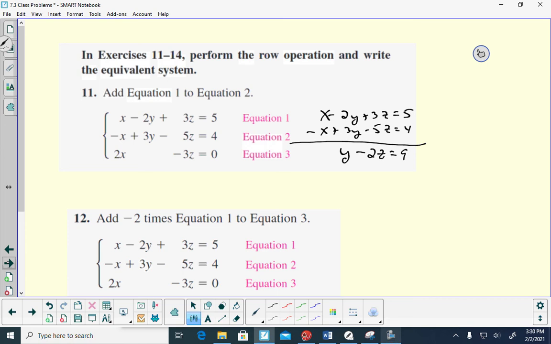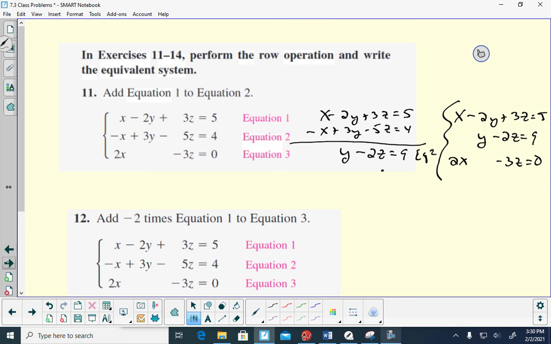Then the equivalent system, I'm going to keep, since it said to add equation 1 to equation 2, I'm going to make this my new equation 2. So I'm going to write x minus 2y plus 3z is equal to 5. Putting this in for my equation 2, and then copying down my third equation. And that's my equivalent system.